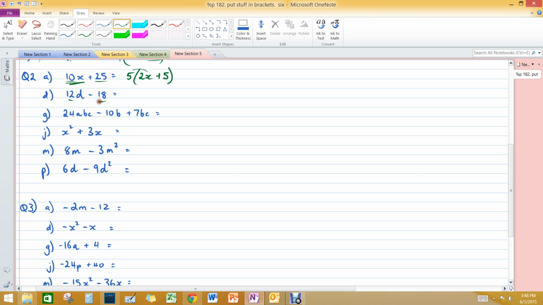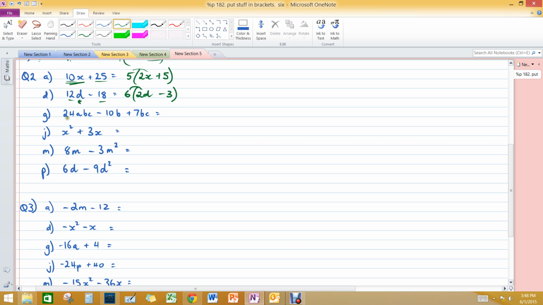Okay, 12 and 18, our common factor there is going to be 6. So 6, put it out the front of our brackets. 6 multiplied by what is going to give me 12d? Well, 6 times 2 gives me 12, and we need to put a d there as well to count for that d there. We've got a minus, so we'll bring that across. 6 times what gives me negative 18? Well, 6 times 3 is going to give me negative 18.